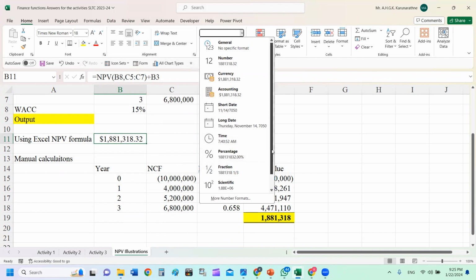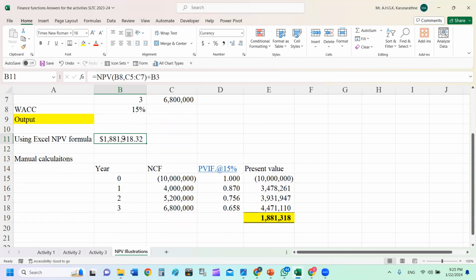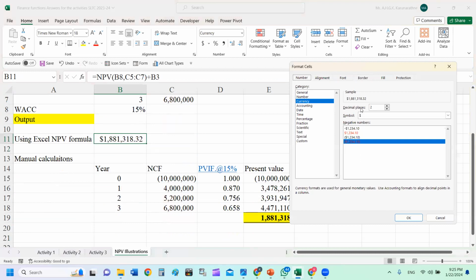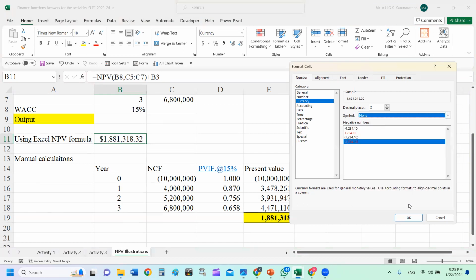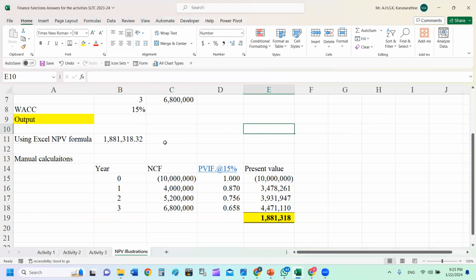Dollar market, currency, change control. I'm not going to do that, right? Let me do change control one. Here currency, currency. Dollar currency, no decimal needed. Same answer, very easy.